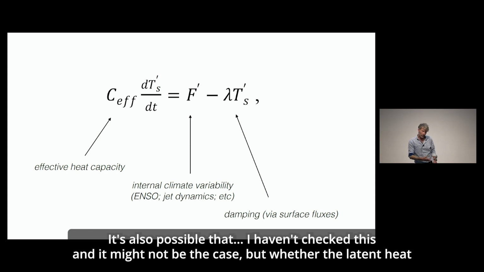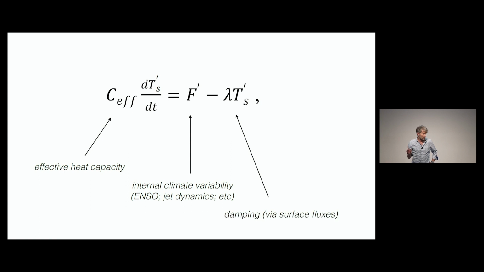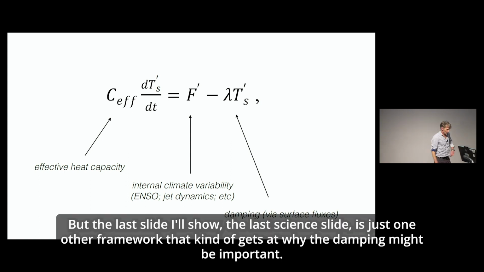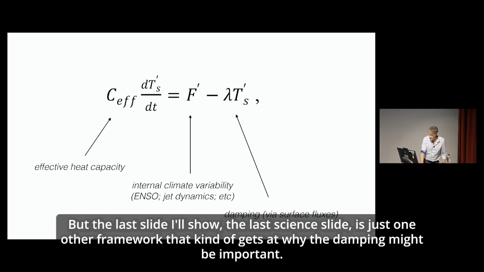It's also possible, though I haven't checked this and it might not be the case, that the latent heat flux feedback at the surface has changed in some way, because that should scale with Clausius-Clapeyron, if that plays a role. But the last science slide I'll show is one other framework that gets at why the damping might be important.